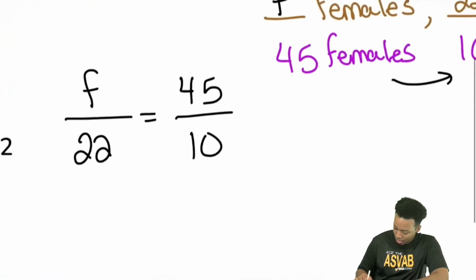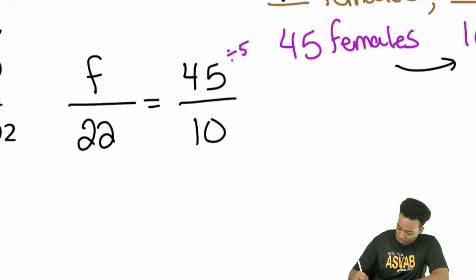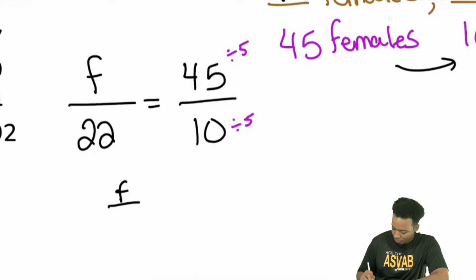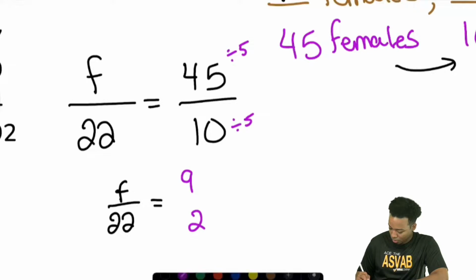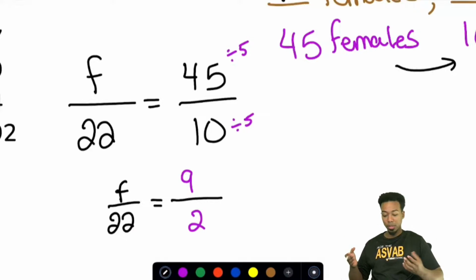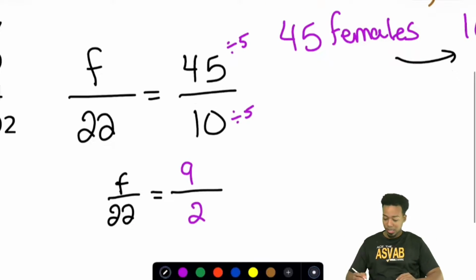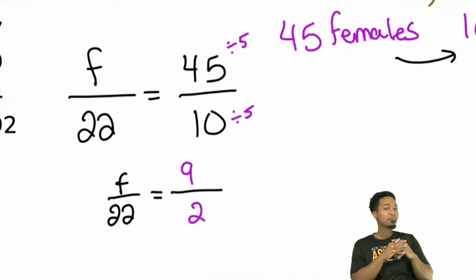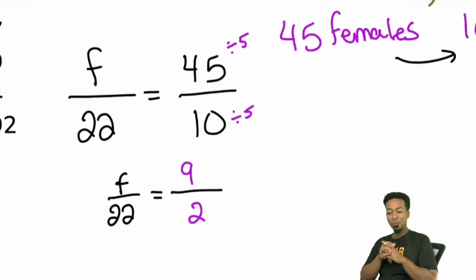So we can definitely do that straight away. Let's zoom on in and do that straight away. Divide by 5, divide by 5. And that's going to get us right over here the same F over 22. But then we have 45 over 10, which is going to be 9 over 2 after we divide by 5. Awesome. Now, everybody, now that we're looking at this, does any sort of convenience open up to you now?